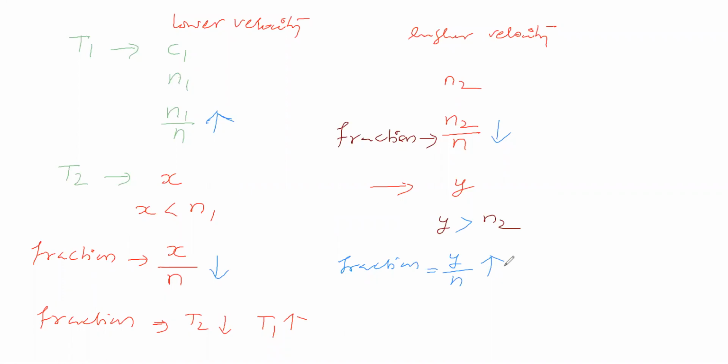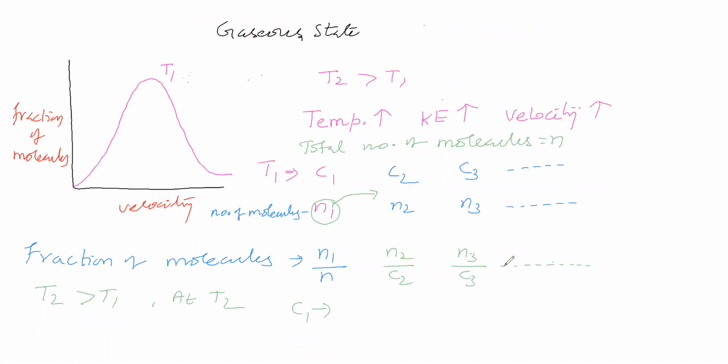Now let us come to this graph. It is at T1 temperature. Now we will go for T2 temperature. What about the curve here at this place? How will the curve be at this place? It is the lower velocity side.